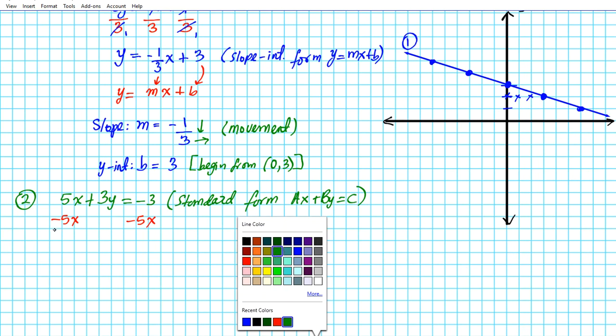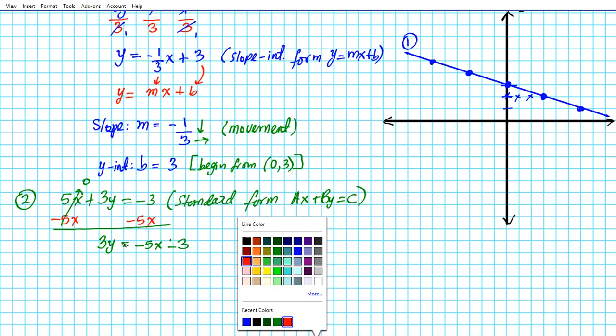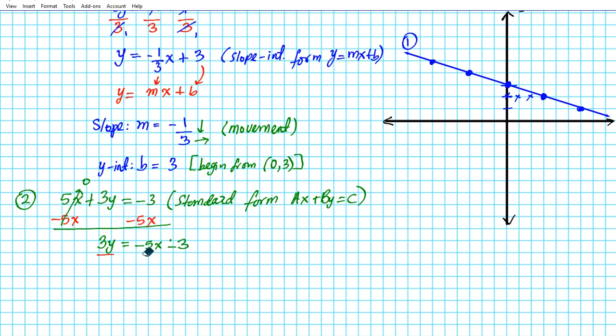and that will give us the negative 5x plus 5x, they add up to 0. We have 3y is equal to negative 5x minus 3, sorry. And then to get y isolated, we're going to divide all 3 terms by the coefficient of y, which is 3. So divide by 3, 3, 3.